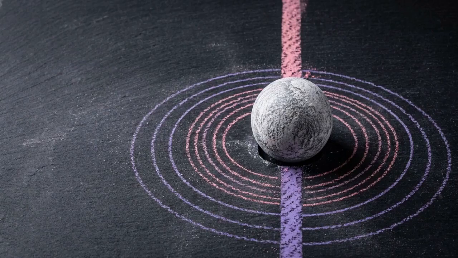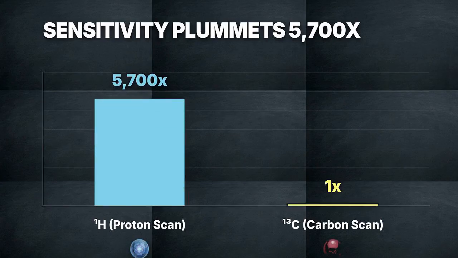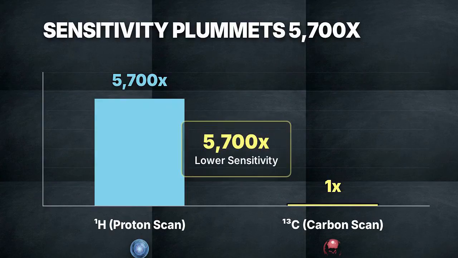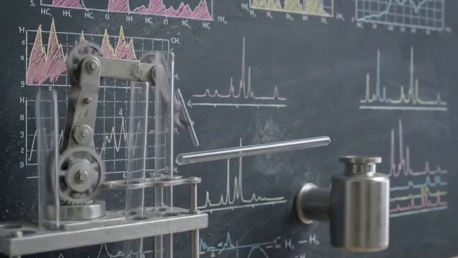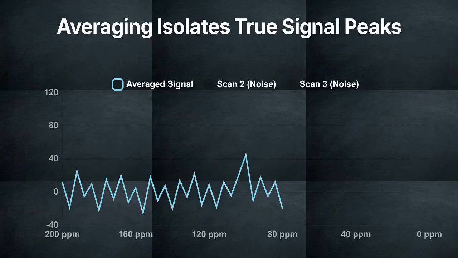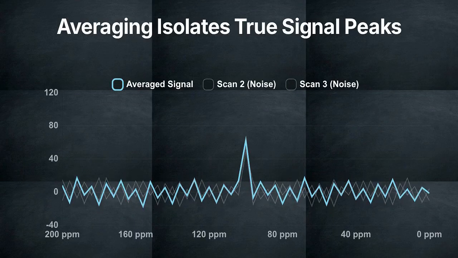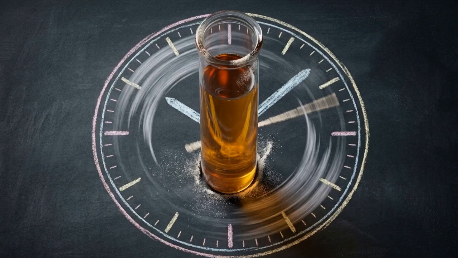Carbon-13 also possesses an intrinsically weaker magnetogyric ratio. Combined with its low abundance, its overall sensitivity drops to roughly 5,700 times lower than a proton scan. To compensate for that weakness, a spectrometer has to run hundreds or even thousands of consecutive carbon scans and average them together just to distinguish the real signals from the baseline background noise. A proton scan delivers answers from microscopic samples in a few minutes. A carbon scan demands more physical sample and monopolizes machine time for hours or even days.